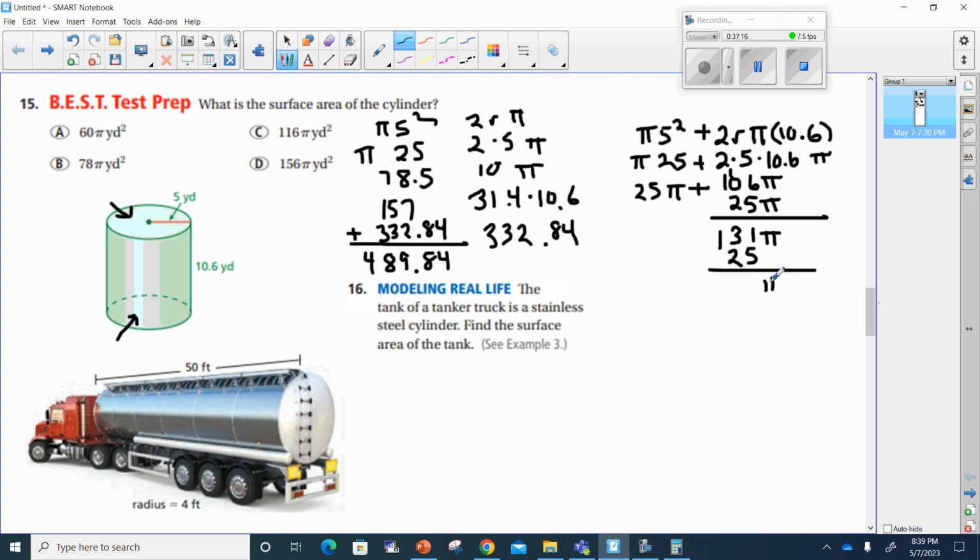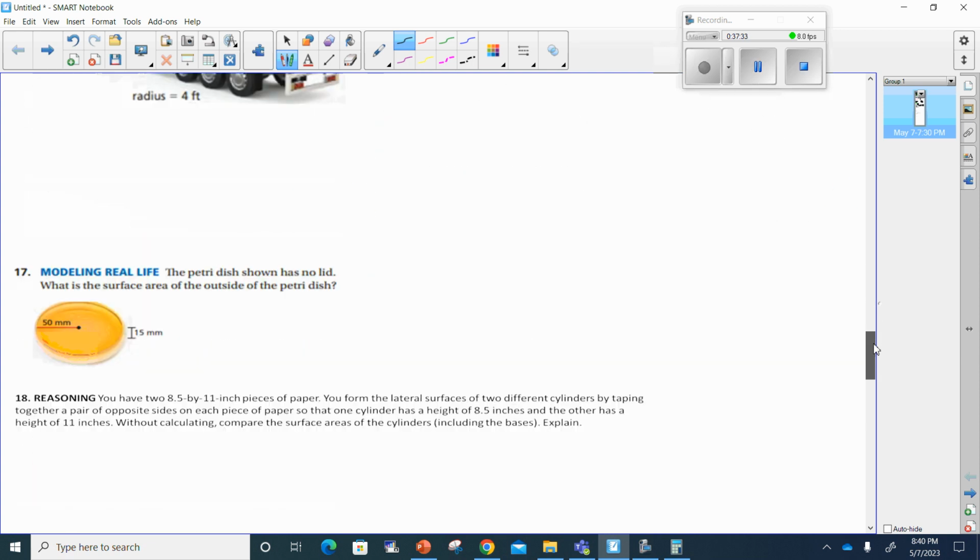And let's see, pi is still there. So this would have been 6, 5, there we go, 156. I forgot to add that other circle in, which made it 156 pi. Our answer is D. All right, number 16 is yours.